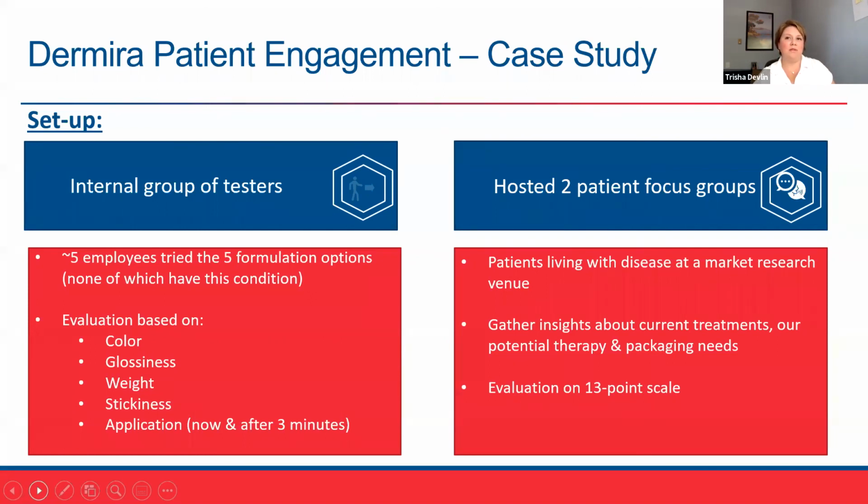But what we found through this market research and through the venue that we hosted it at is that patients didn't exactly want what we thought that they wanted. And what we heard is that they shared some of their treatment, their protocol of what they do on a daily basis. They also shared packaging needs and what they wanted. And I'll get into that in a minute. But also, from a patient perspective, we looked at a 13-point scale versus just a 5-point scale from the internal folks. You want to go to the next slide?